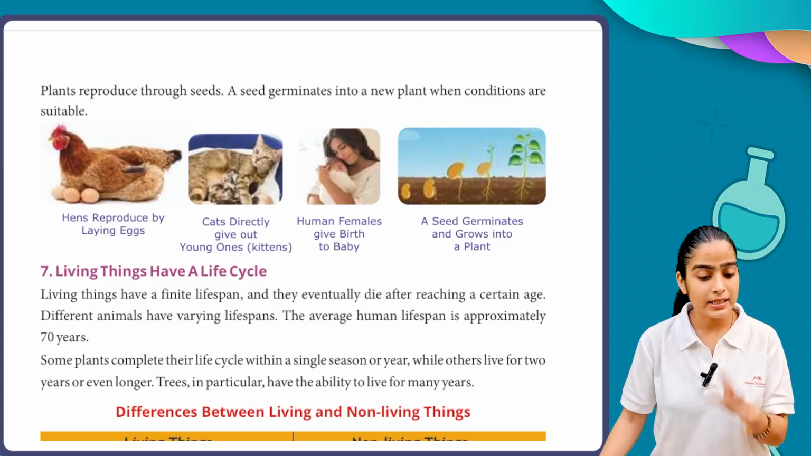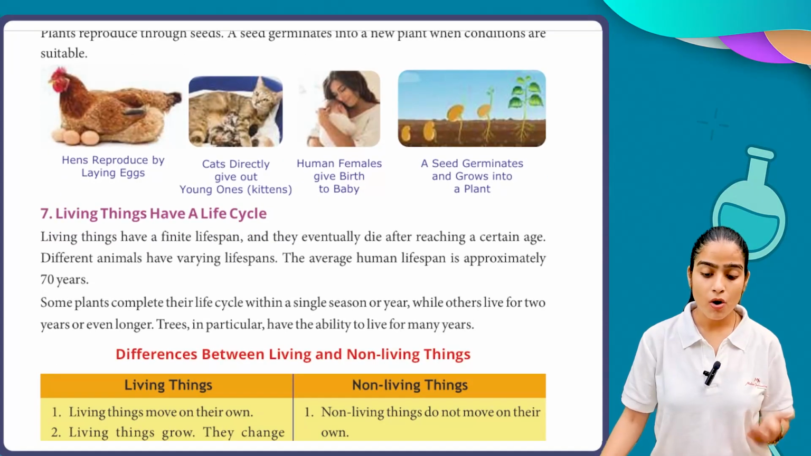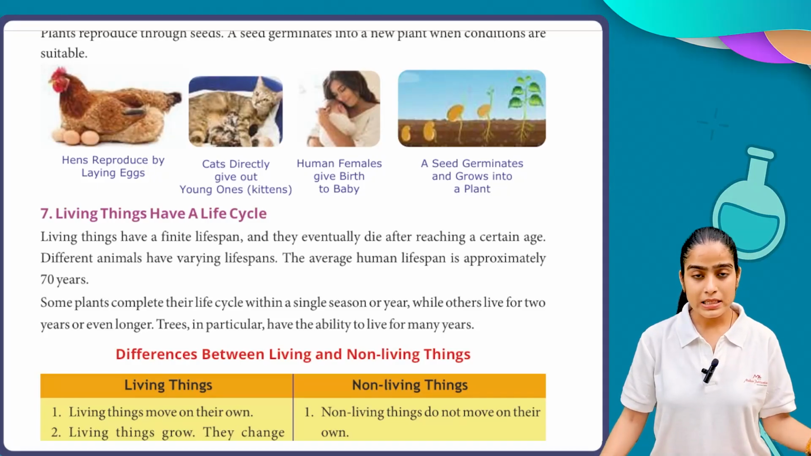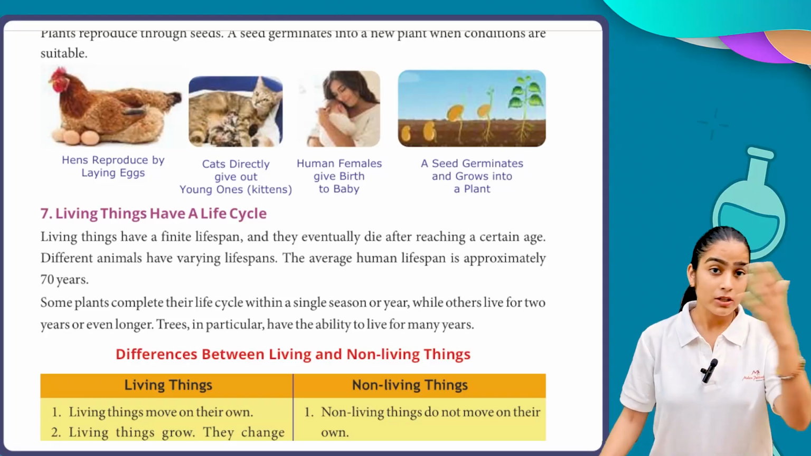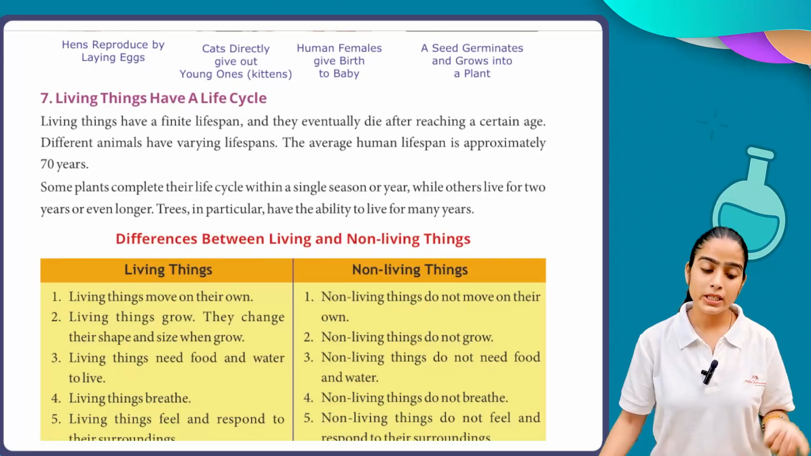If we are talking about plants, some have a life cycle within a single season or a year, while others live for 2 years or even longer. Trees in particular have the ability to live for many years. So plants have varying lifespans. Some of them live for just a single season or a year, and some for even longer. Some have the ability to live for 10 to 20 years as well.